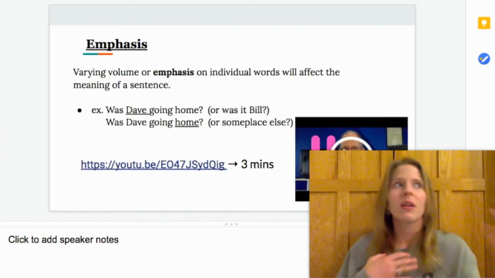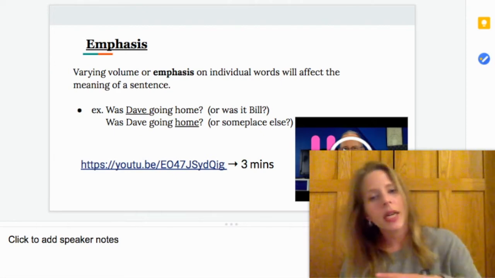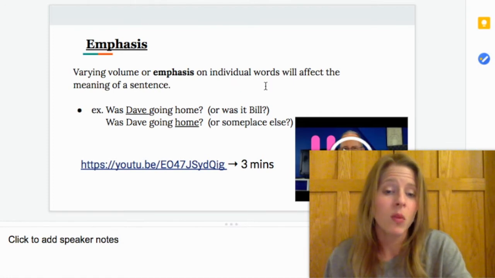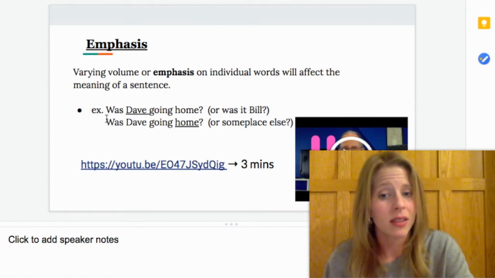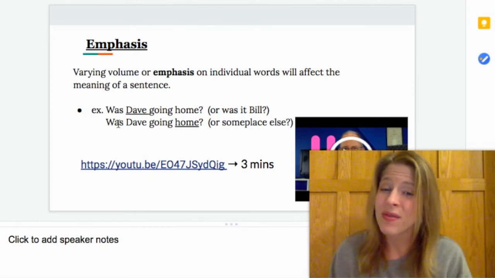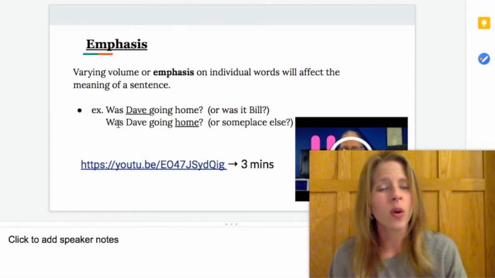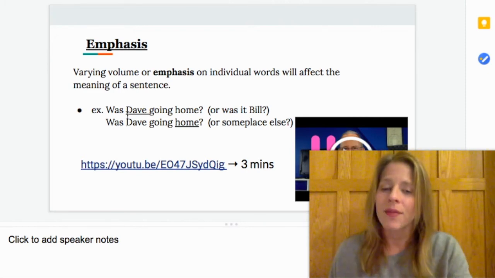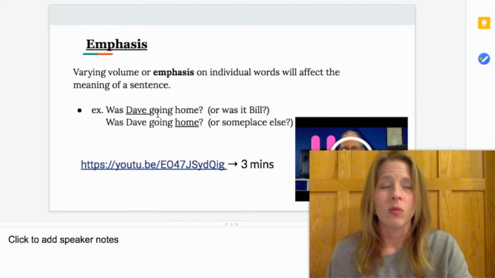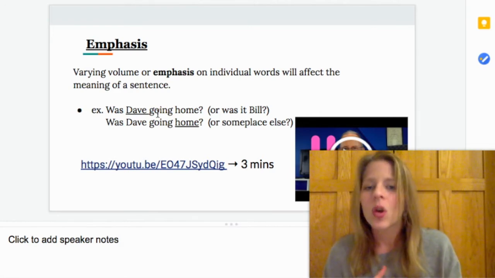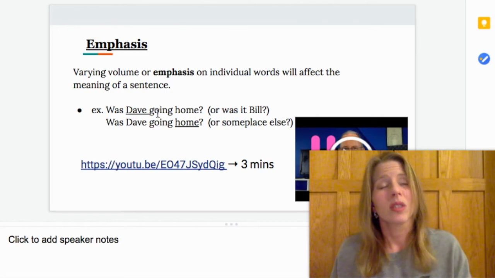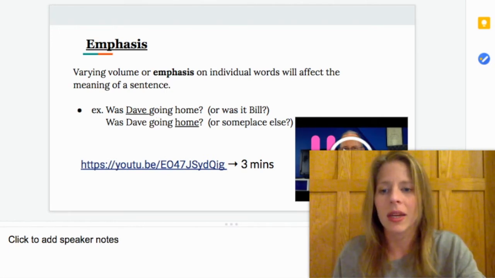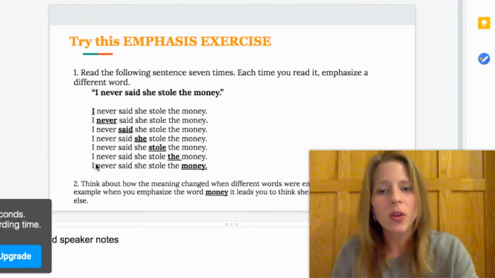Again, remember, we're learning about stuff, and then we're applying it. Okay. Emphasis. Varying volume or emphasis on individual words will affect the meaning of a sentence. For example, was Dave going home? Was Dave going home? See how that changed the meaning, right? So when I emphasize Dave, it sounded like, well, was it somebody else? Or, was Dave going home or to someplace else? Okay. So you're going to watch this short video that talks about emphasis. And then you are going to do this emphasis exercise.